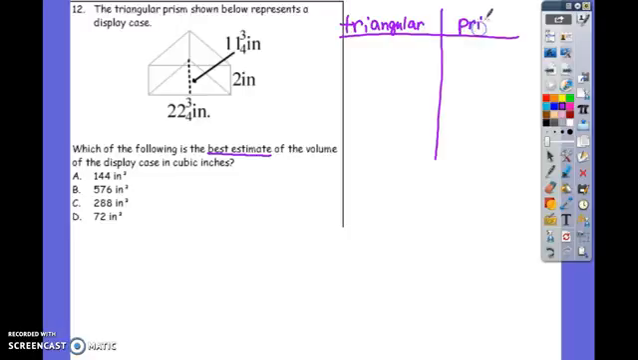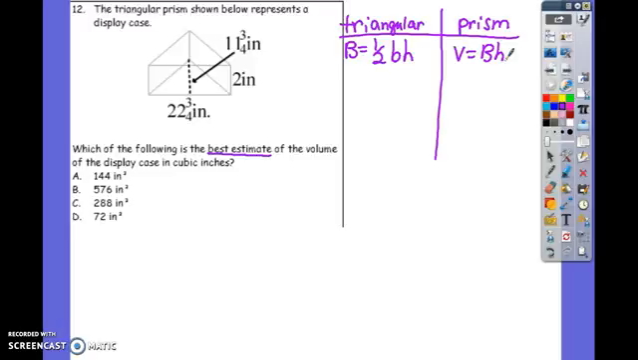We're going to get some practice with fraction work, so we're going to go ahead and work this out exactly, even though it says to estimate. Area of the base is a triangle, so we need 1/2 base times height, and we have a prism. Volume is equal to the area of the base times the height of the prism.